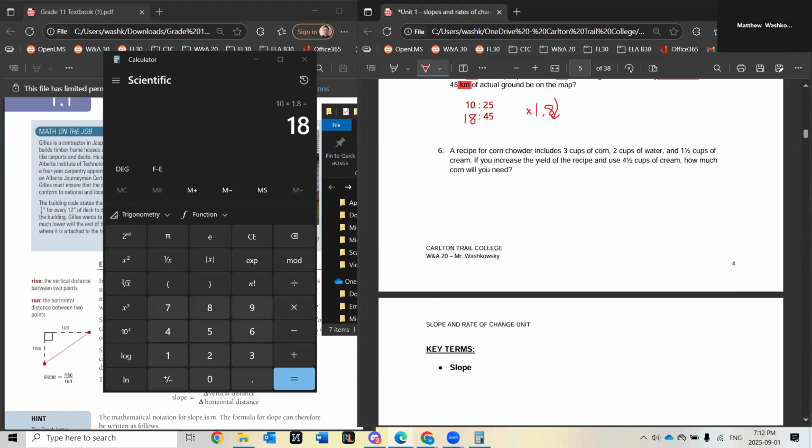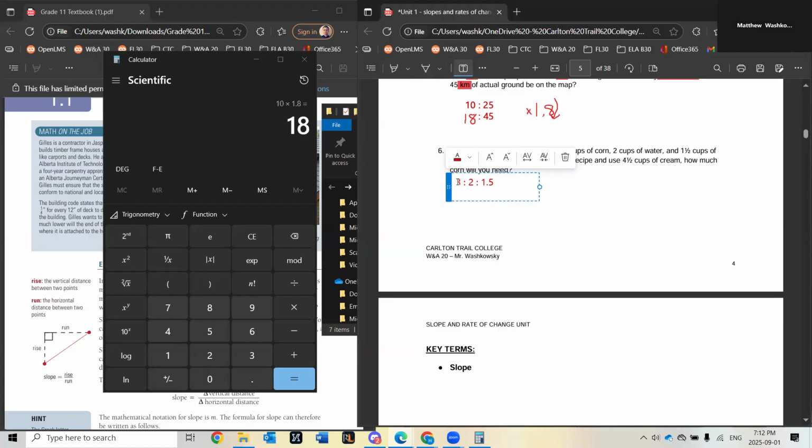And then the final one here is we have a recipe for corn chowder, which includes 3 cups of corn, 2 cups of water, 1.5 cups of cream. If we want to increase the yield of the recipe, the total amount, and instead of using 1.5 cups of cream, we want to use 4.5 cups, how much corn do we need? Well, this is a triple ratio: 3 cups of corn to 2 cups of water to 1.5 cups of cream.